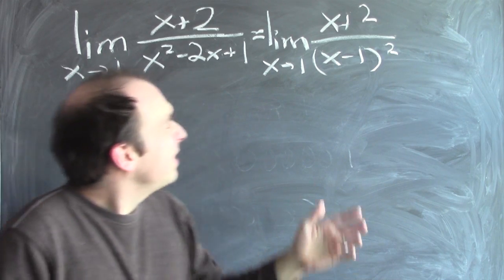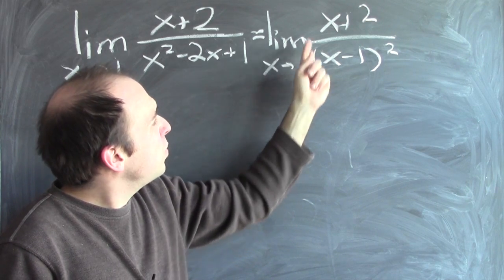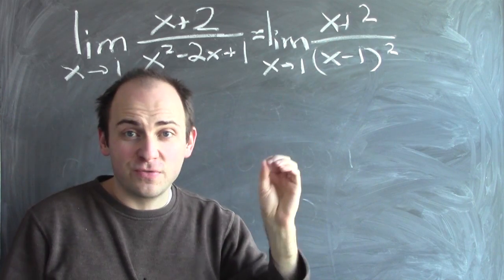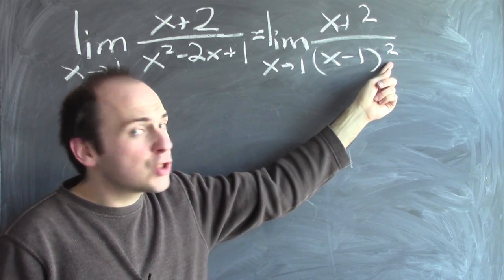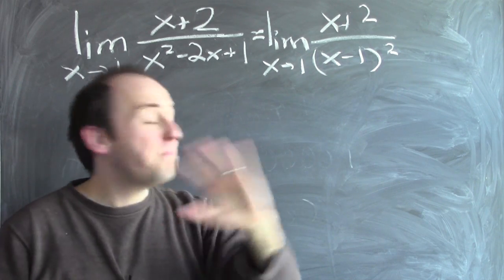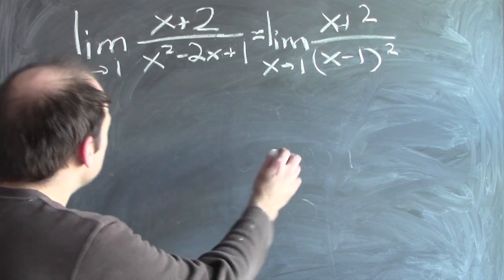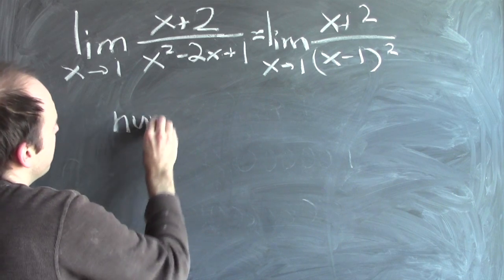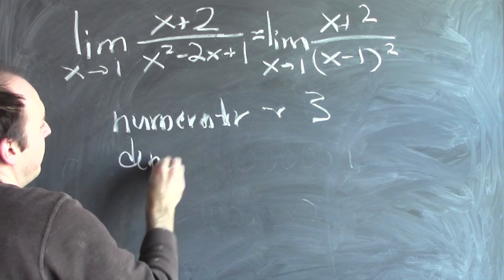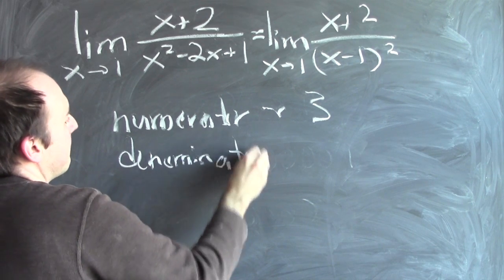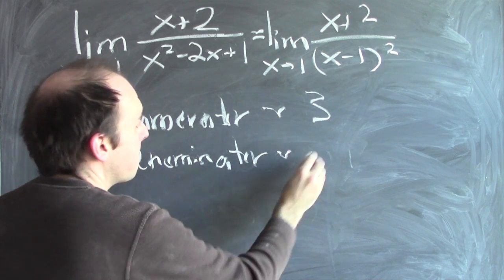Now what do I know? The numerator is x plus 2, and if x is close to 1, I can make x plus 2 close to 3. What about the denominator? A number close to 1, minus 1, squared is a number close to 0. But not just a number close to 0. It's a positive number close to 0. So let me write this down. Right? The numerator is about 3, and the denominator is about what? Well, it's some small but positive number.